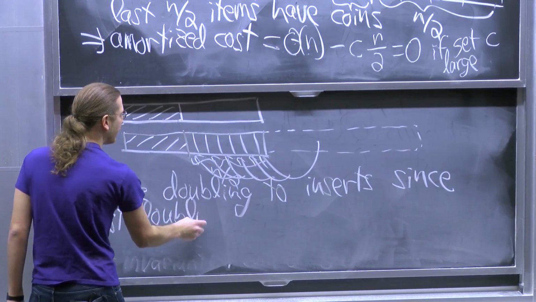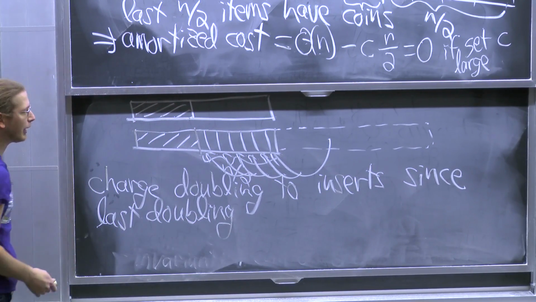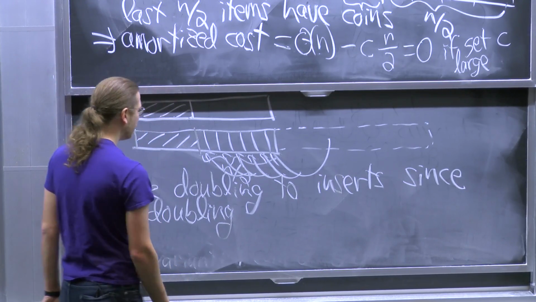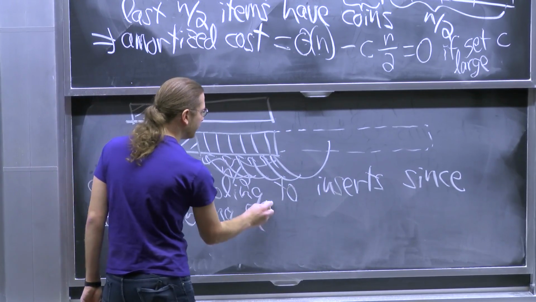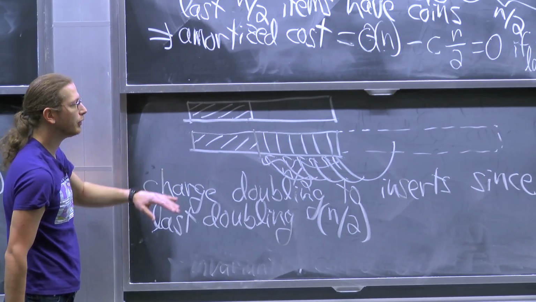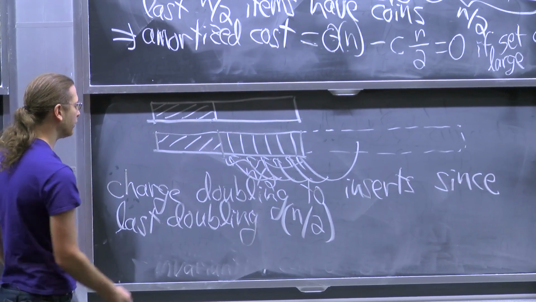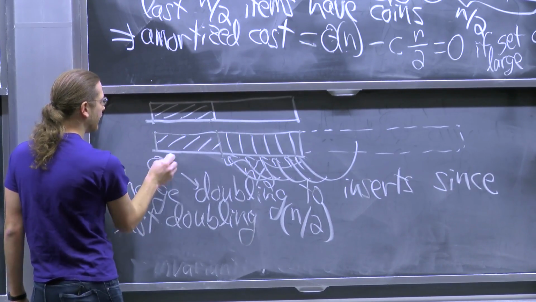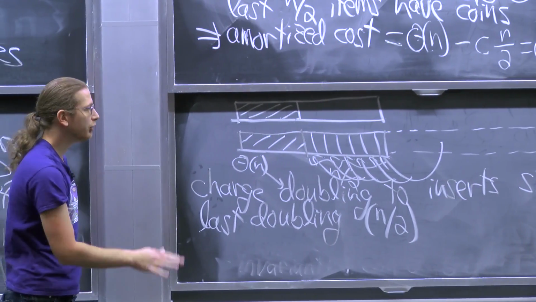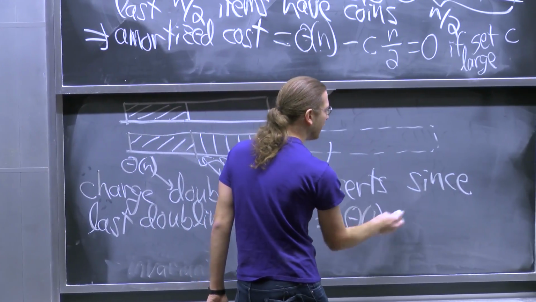That's a very clear set of items. Doublings happen, and then they don't happen for a while. Just charge to all those insertions that happened since the last doubling. And how many are there? Well, as we've argued, there are n over 2 of them. In order to make this doubling free, I need to charge theta n. So this doubling costs theta n, but there are n over 2 things to charge to. I'm going to uniformly distribute my charge to them, which means I'm charging a constant amount to each.